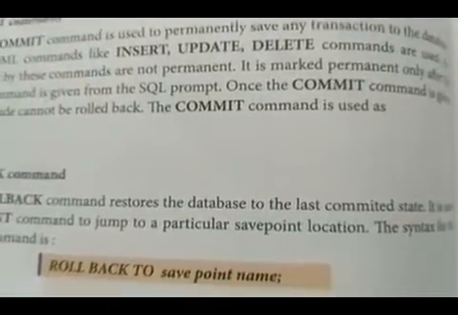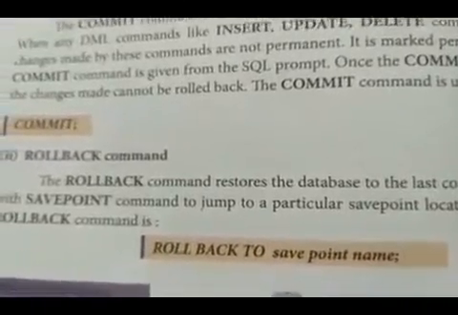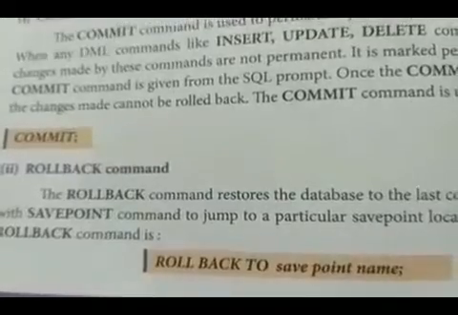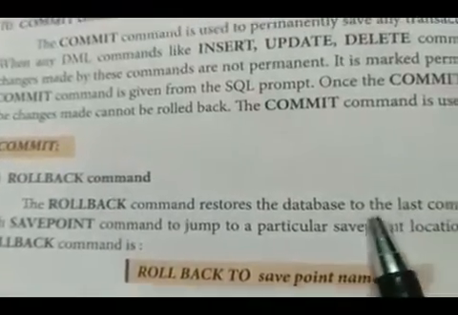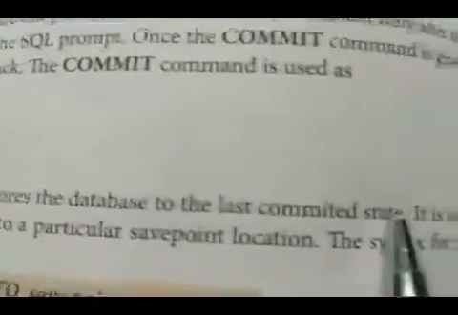So in Word we use undo. What is the purpose of undo? It will undo the last action. We can move to the last action. So here that is what happened. It restored the database to the last committed state.